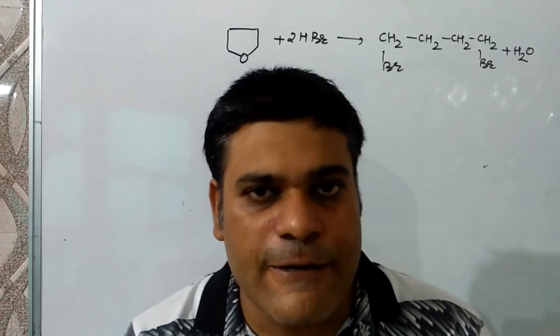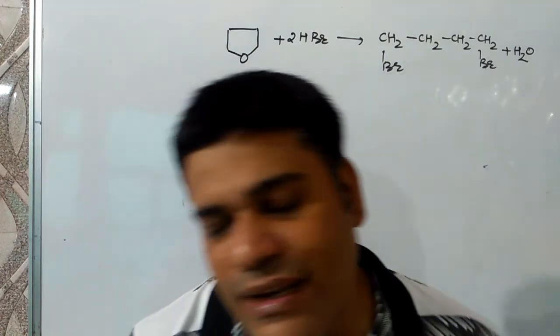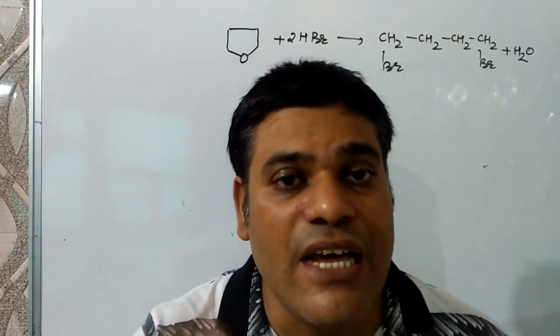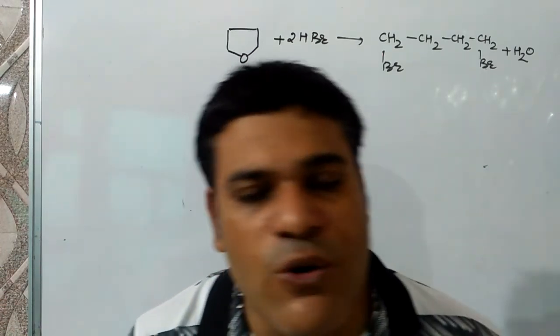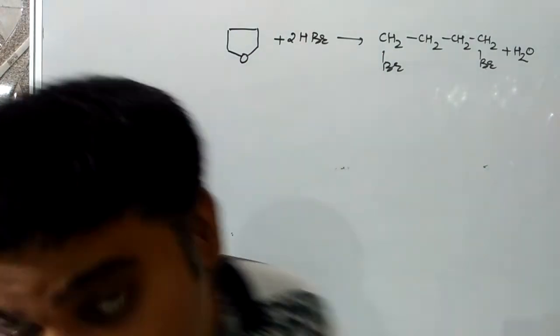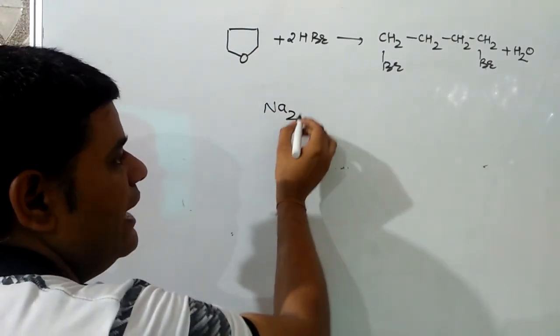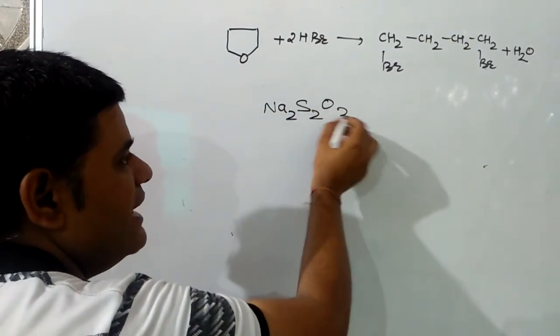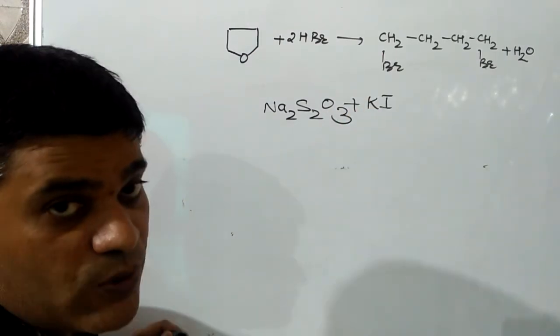Detection of ether hydroperoxide can be done with the help of ferrous sulfate. If you add ferrous sulfate to it, then a dark violet coloration is produced, which shows ether hydroperoxide is there. And to remove this ether hydroperoxide, KI in presence of hypo is added. Hypo is sodium thiosulfate, Na2S2O3, plus KI is added to remove the ether hydroperoxide.